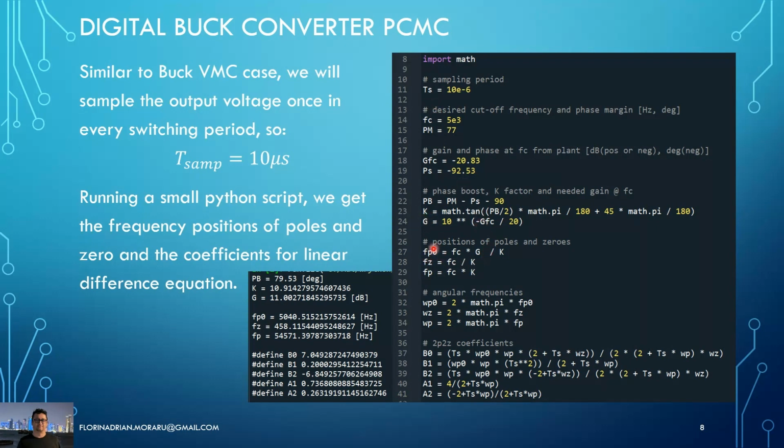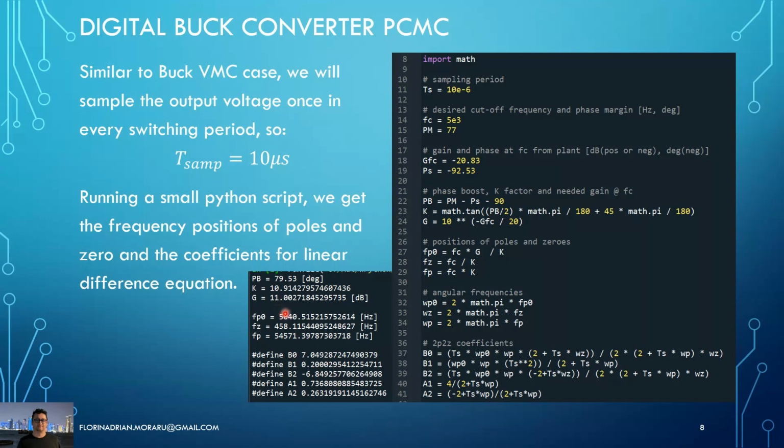And then we have the position of the pole at the origin. It's simply this expression here: cutoff frequency times the gain over the k. And then the position of the zero and the pole are the geometric mean around the cutoff frequency. Okay, and then we just calculate the coefficients. Here you see the output of running the script.